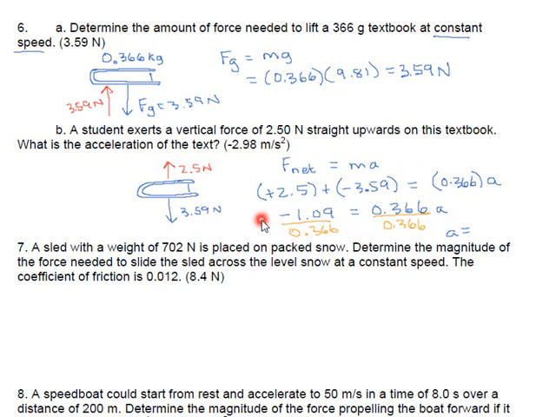So negative 1.09 divided by 0.366, and we get that our acceleration is negative 2.98 meters per second squared. If you just drop a book, it falls at minus 9.81. This is not a drop. They're still lifting it a little bit, so it falls, quote unquote, but not as fast as normal. And because our data here all had 3 significant digits, 2.98 is the correct amount of precision for our answer.